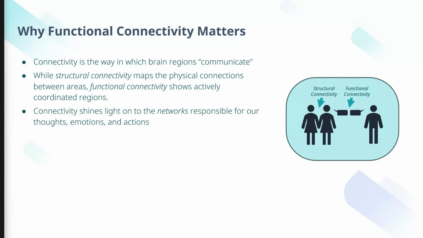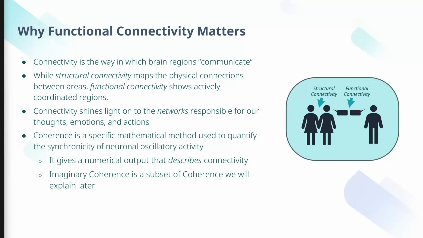Now, I'm going to be using coherence and connectivity kind of interchangeably, but coherence is the actual mathematical method used to quantify the synchronicity of neuronal activity. It gives a numerical output, and that number is what we are using to describe this functional connectivity. Imaginary coherence is a subset of coherence, and we'll explain the differences and why we use imaginary coherence for EEG a little bit later.